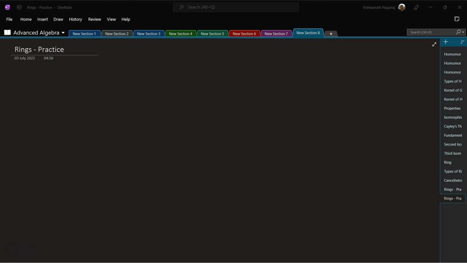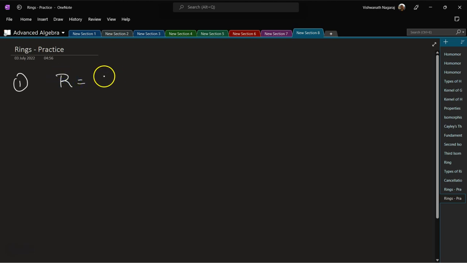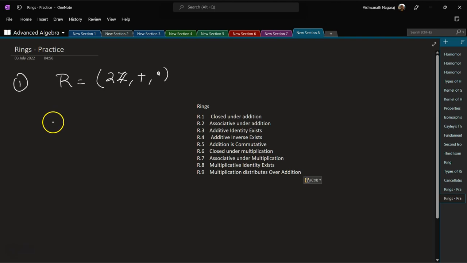Let's do some more additional examples. Okay, so let's look at the set of even integers, whether it forms a ring or not. So let's say R is equal to 2Z under addition and multiplication. And as usual, let's bring in our checklist and now let's take it one by one.